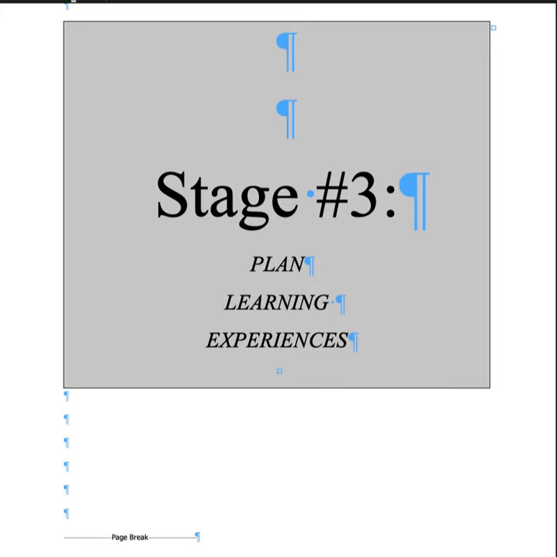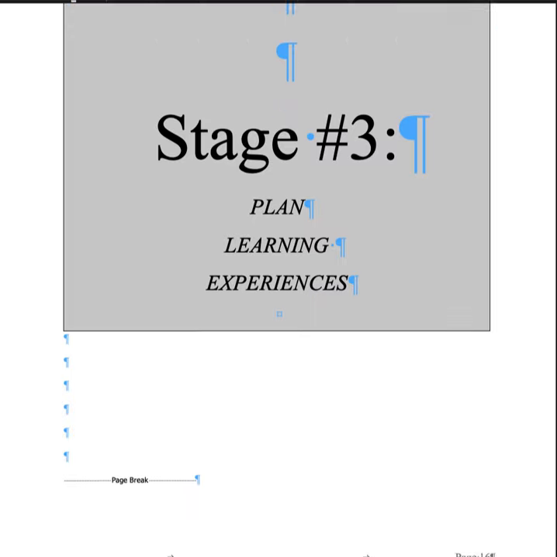Hello. Today we will be discussing Stage 3 of the Understanding by Design template. This is the stage where you plan learning experiences for the unit which you have built through stages 1 and 2. So let's get into it.